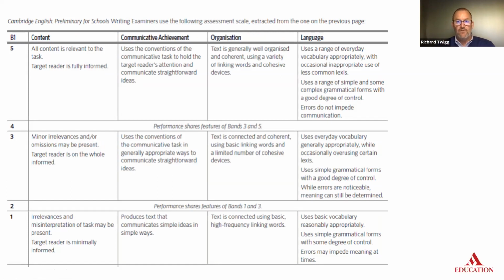Now, the bands are relatively descriptive, so you can sort of see, for content, if the target reader is fully informed, you get a 5. All content is relevant to the task. If there are minor irrelevances and or omissions may be present, and the target reader on the whole is informed, that would be a band 3 or score 3. So again, the students would get a mark out of 20.